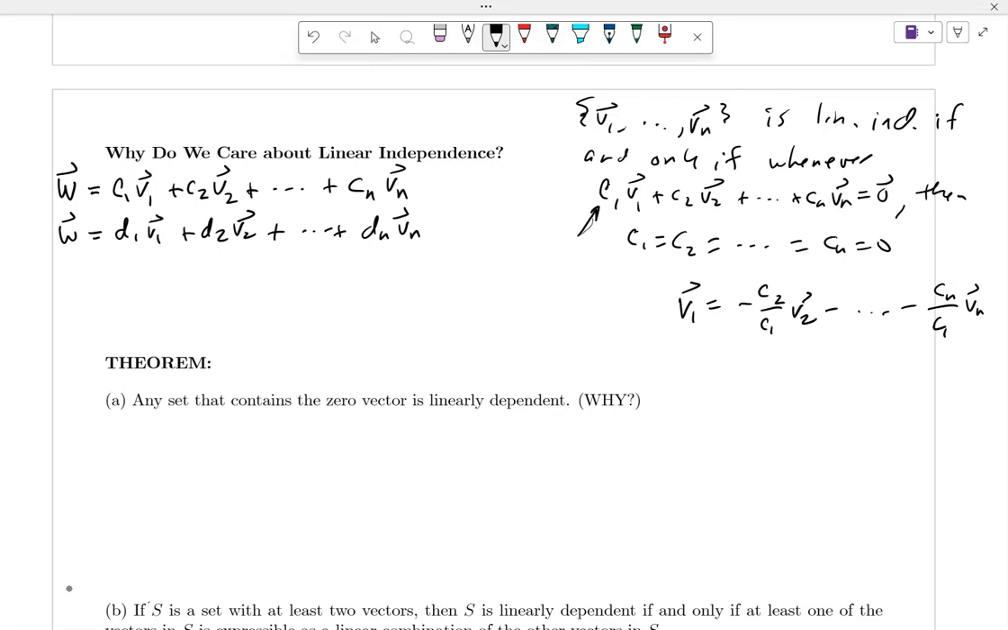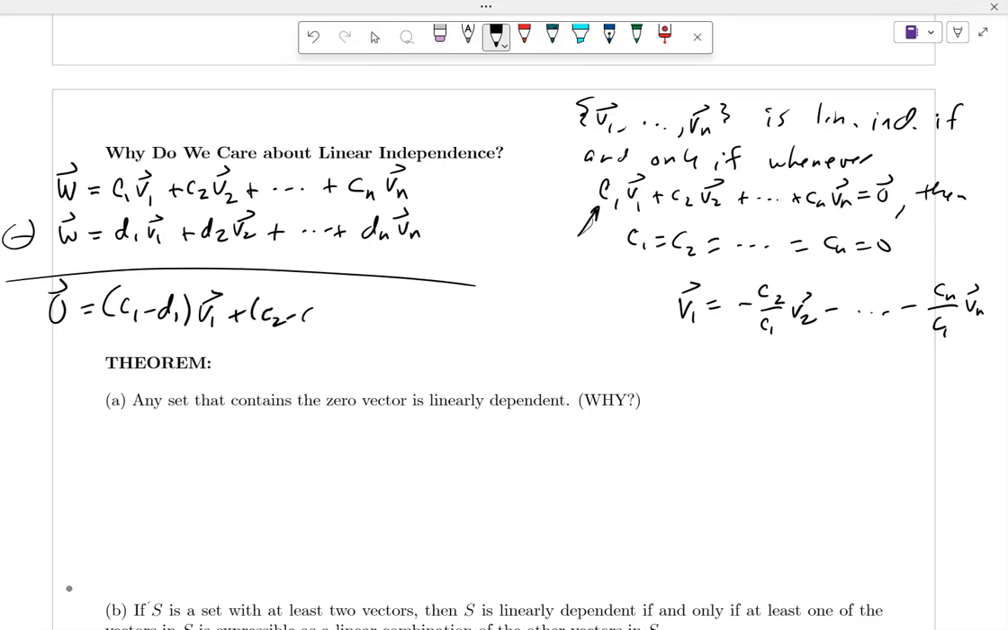What do we need to do? I want to get 0 on this side. What do I need to do? Yeah, just subtract them, right? Just subtract the equations. Exactly. So we subtract the two. We get 0 on this side. We would get like terms, and so to have (c1 minus d1) v1 plus (c2 minus d2) v2 out to (cn minus dn) vn.